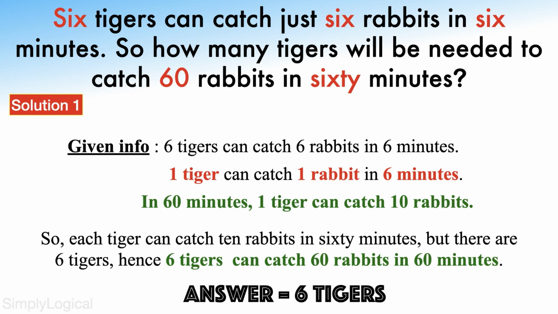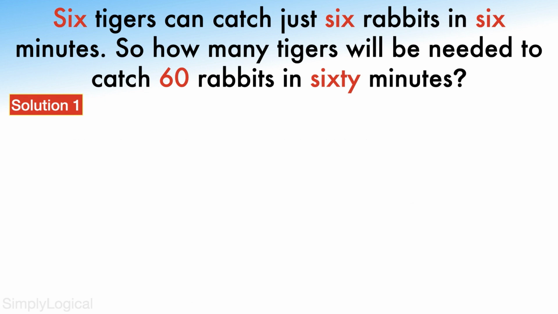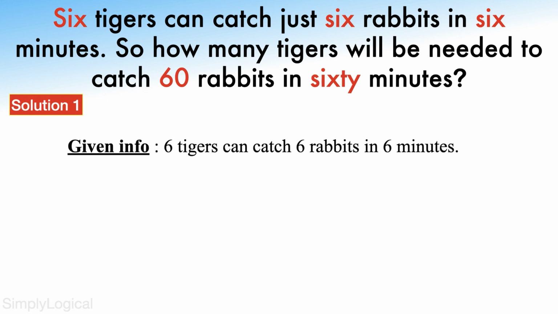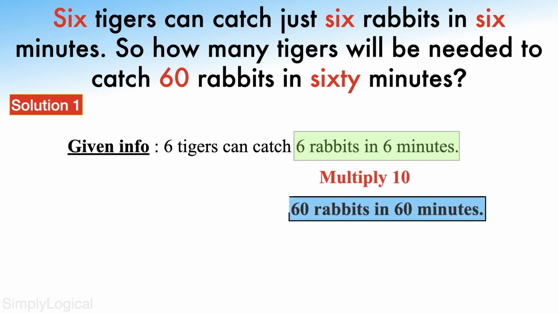So this is the straightforward approach. There is an alternative method. Consider again the given information, which is that 6 tigers can catch 6 rabbits in 6 minutes. If you multiply it by 10, the same tigers can catch 60 rabbits in 60 minutes. So the answer will be 6.